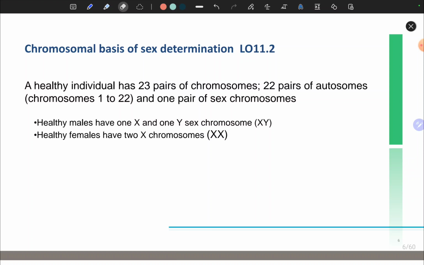Healthy males have 1 X and 1 Y chromosome. So we have 2 sets, while healthy females have 2 X chromosomes. We present them like that with capital letters. So X and Y represent the sex determination of the chromosomes.